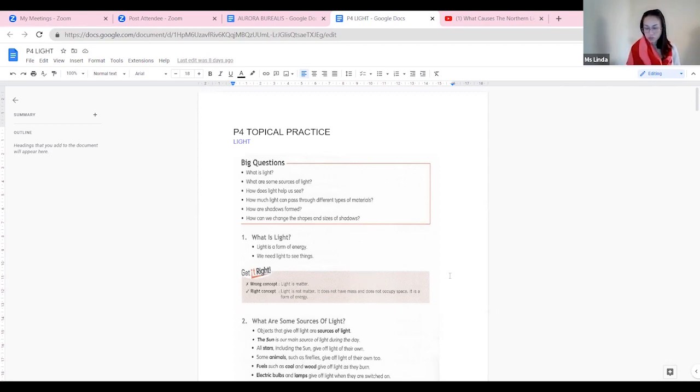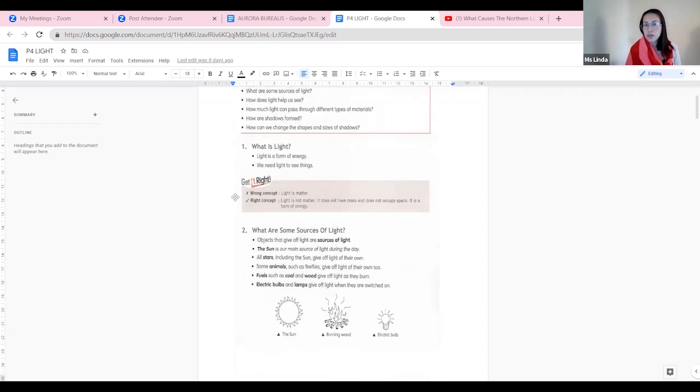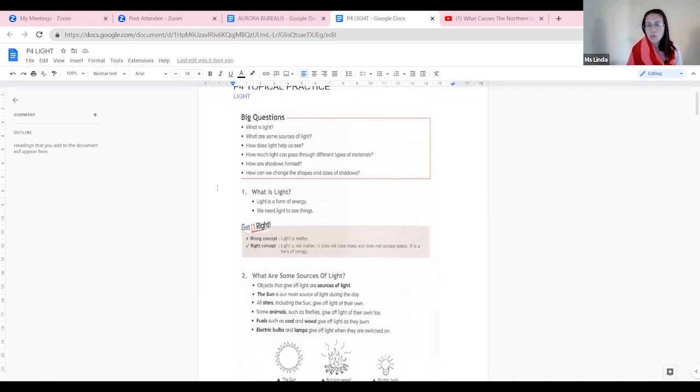All right, so again, the key points of this chapter you need to know are: what is light, where it comes from, how does it help us to see, how much light can pass through different types of materials, how shadows are formed, and how we can change the shape and size of the shadows. Now, I do have some structured questions at the bottom. Last week, did we do some structured questions? No. Okay, we'll try to do it. Money, if you didn't take note of all these notes, please make sure you jot them down if possible, okay?